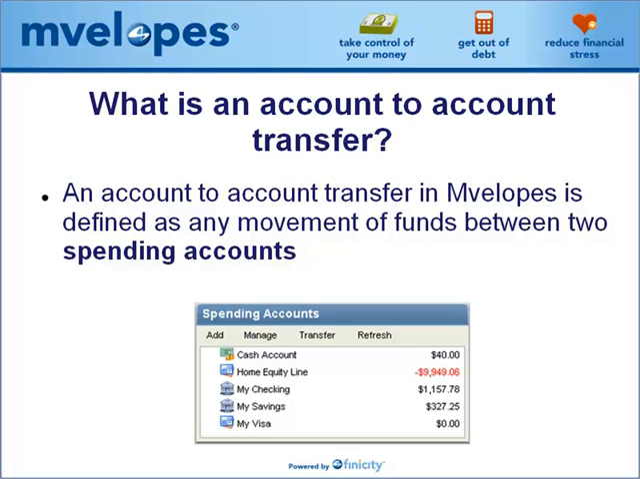Payments to loans, mortgages, or transfers to investment accounts are not account-to-account transfers in our system because you cannot spend from these types of accounts.